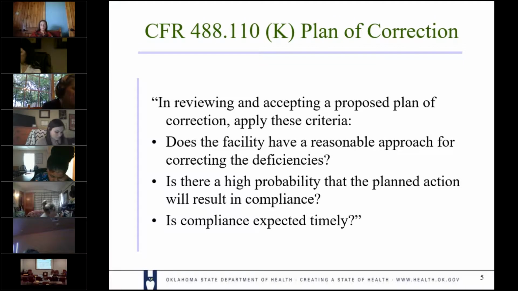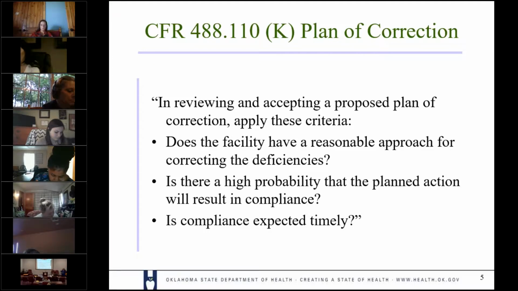Okay. In reviewing and accepting a proposed plan of correction, apply these criteria. Does the facility have a reasonable approach for correcting deficiencies? Is there a high probability that the planned action will result in compliance? And is compliance expected timely?